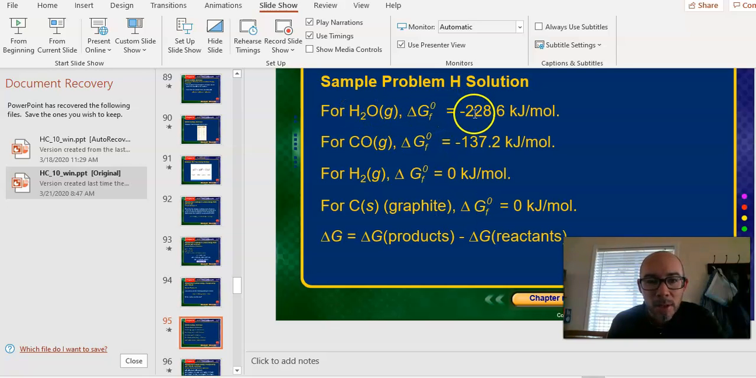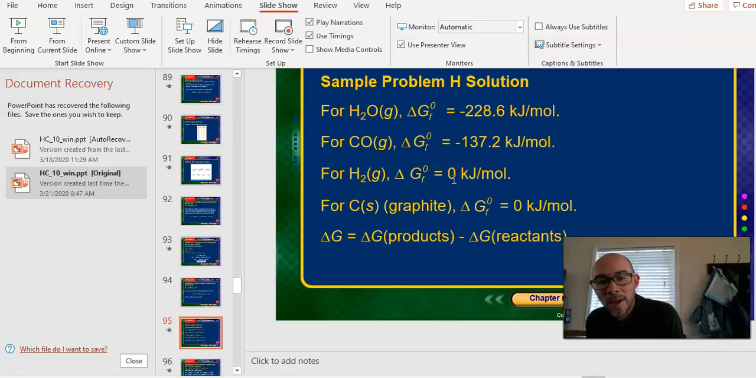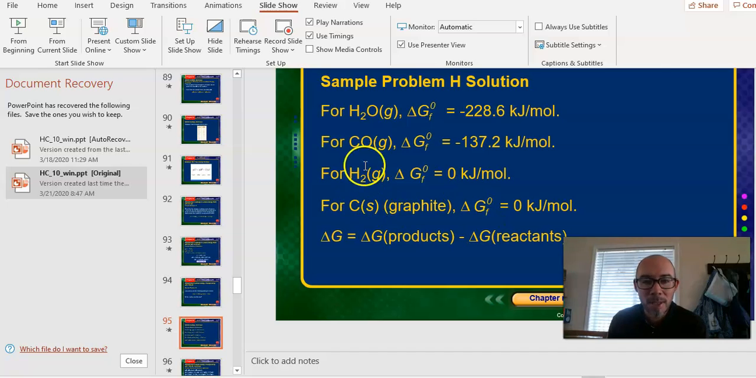So delta G for water is negative. For carbon monoxide, it's negative. For the forming of the element hydrogen, there's no energy necessary for that. It occurs naturally out there. Graphite, same thing, because it is an element. There's no amount of energy needed to form it. So we're looking at the total change in the products minus the total change in the reactants.